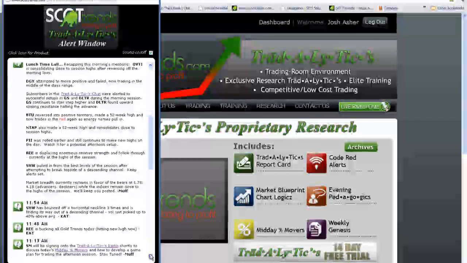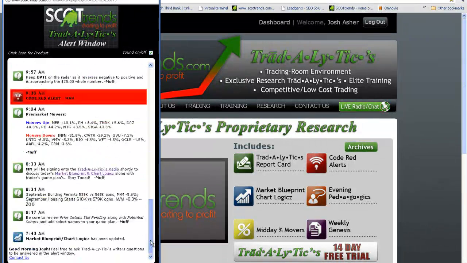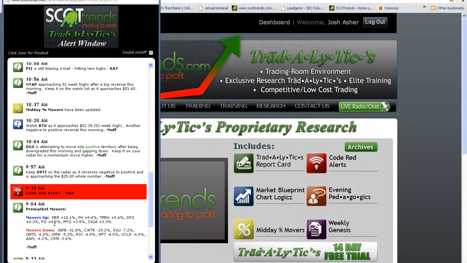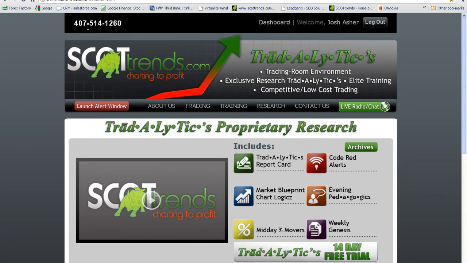If I keep scrolling, you'll probably see a code red in here. There's a code red. Pre-market movers. We've got all kinds of great information in here. If you have more questions on what this alert window entails or anything in this walkthrough, guys, please give us a call at 407-514-1260. We'd be happy to answer those questions for you. So again, alert window, fully customizable, keeps you up to date real time with what's happening in the markets.